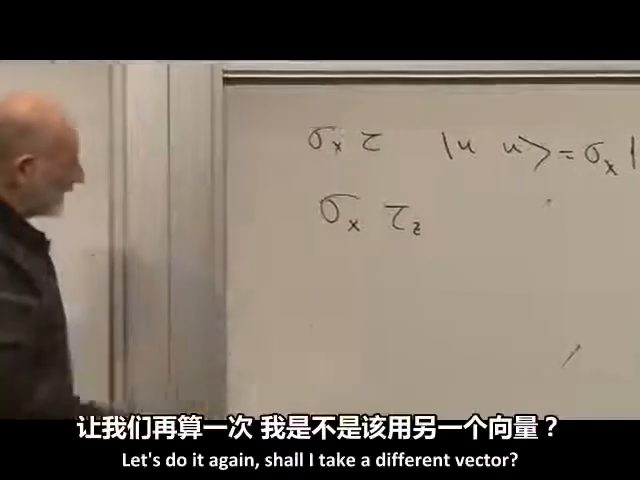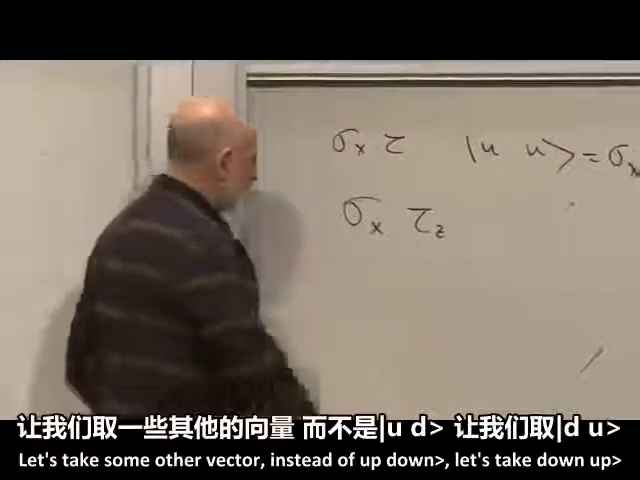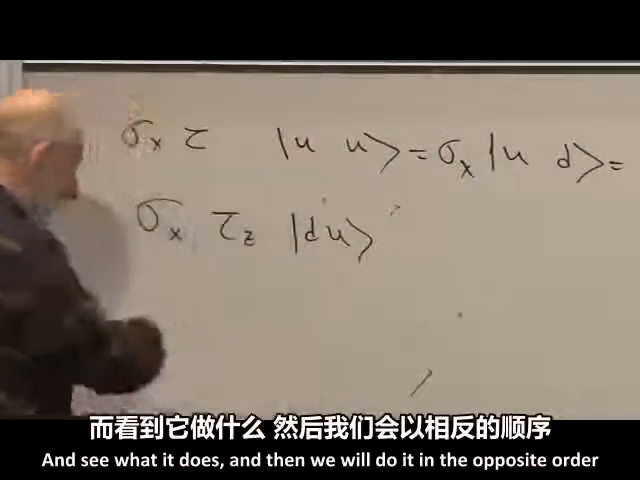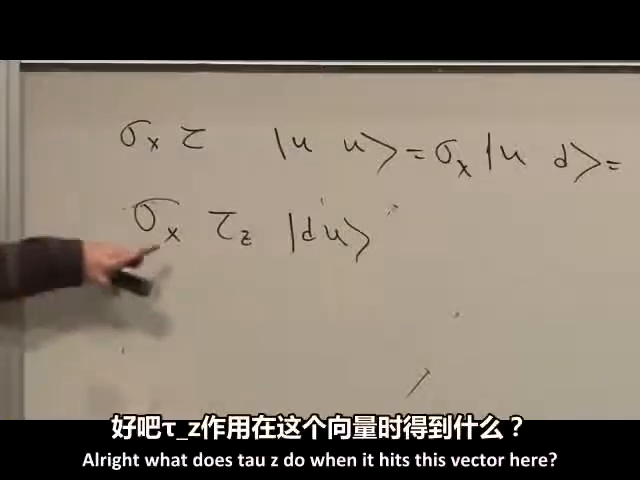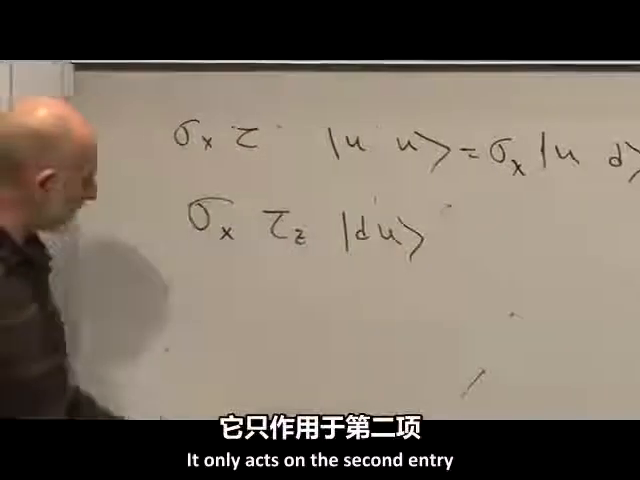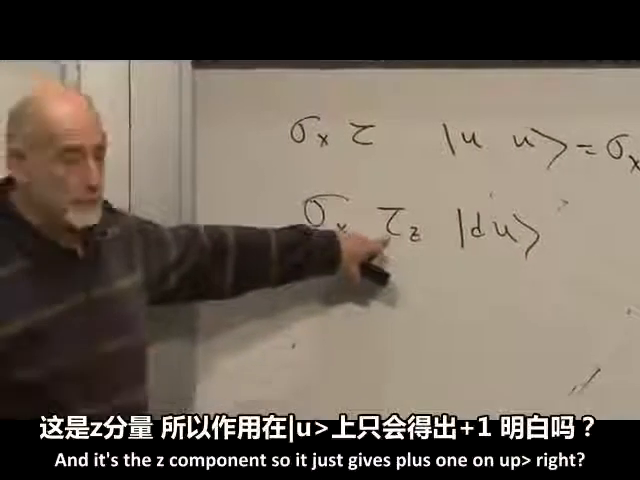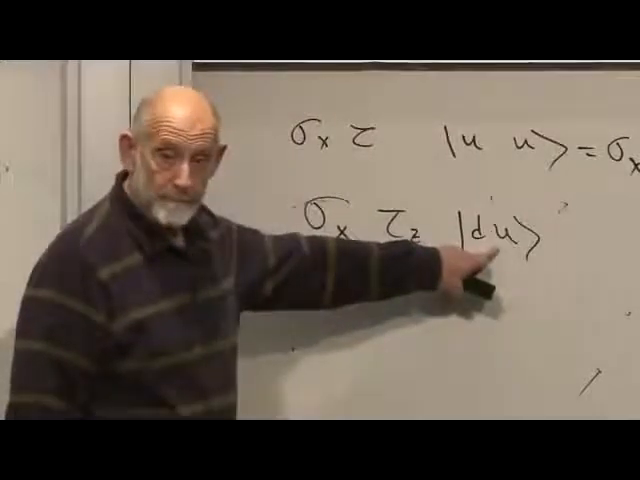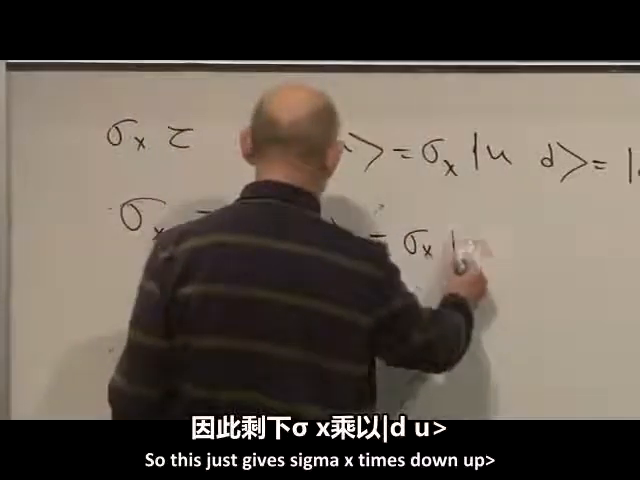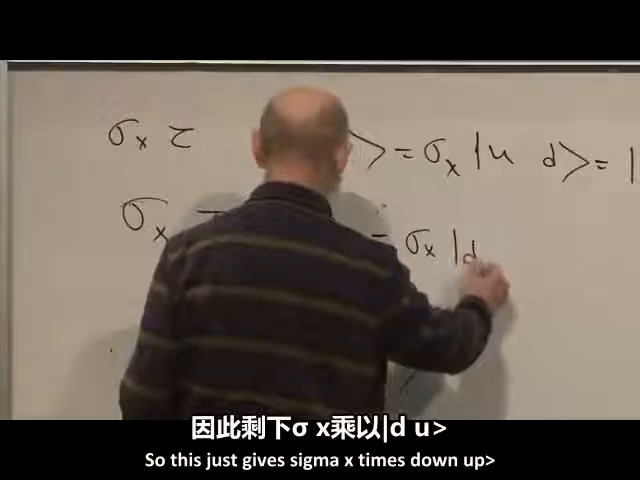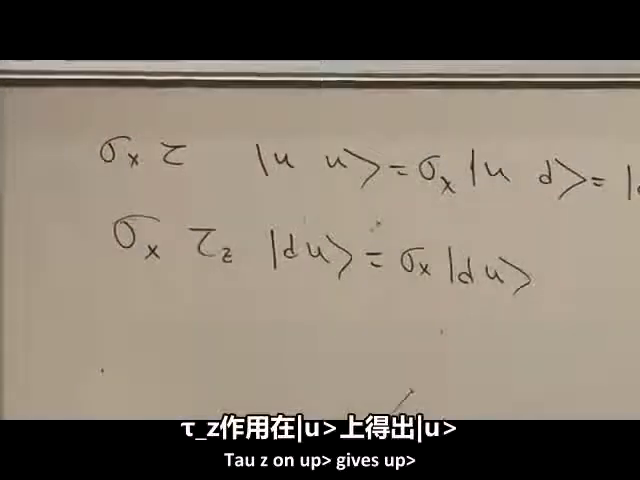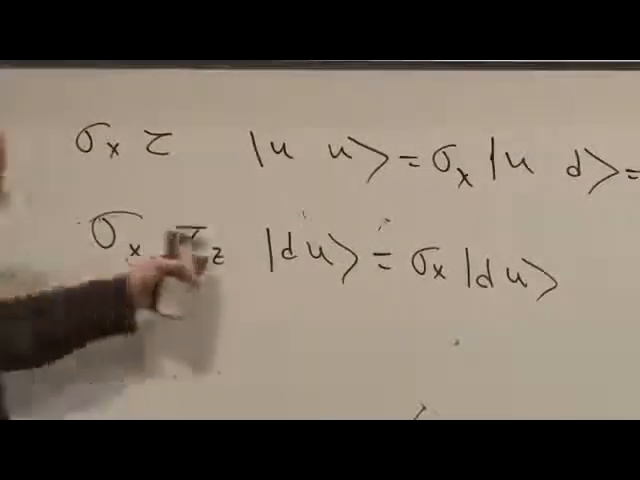Let's do it again with a different vector. Instead of up, down, let's take down, up, and see what it does. Then we'll do it in the opposite order. What does tau z do when it hits this vector? It only acts on the second entry, and it's a z component, so it just gives +1 on an up. So this gives sigma x times down, up. Tau z on up gives up, so that just goes right through.